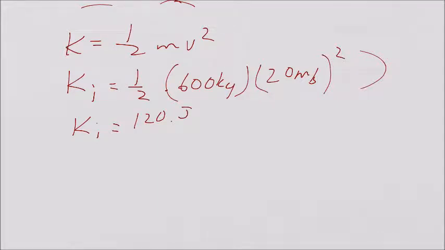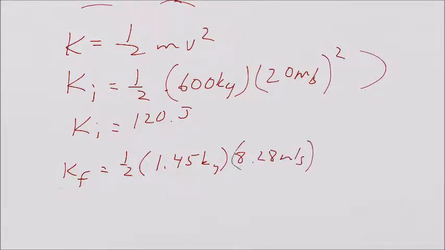Now we need to know the final kinetic energy. Well, that's going to be equal to 1/2. Remember that our two carts stuck together. Their combined mass was 1.45. And they moved off with a speed of 8.28. Solve that out. And we ended up with a final kinetic energy of 49.7 joules.